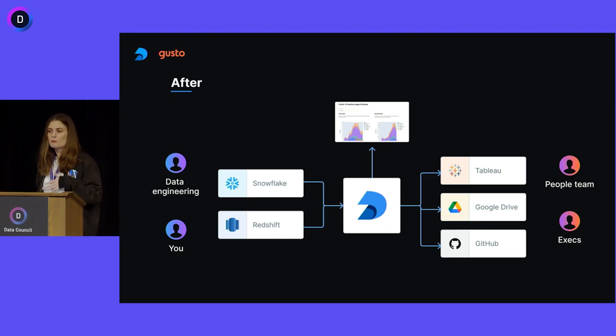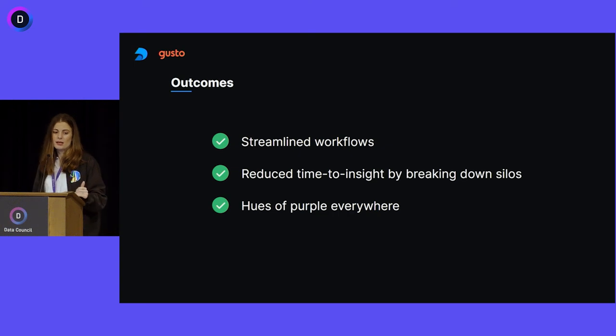But again, we have to meet the red people where they are. So if you want to just export things into things like Tableau or Google Drive, you absolutely can do that. And so the change we're seeing is that analysts can actually focus on more high-order problems, and people are comfortable coming into notebooks and having that conversation right there at that place. These are the outcomes. Streamlined workflows, reduced time to insight by breaking down the silos, and hues of purple everywhere.